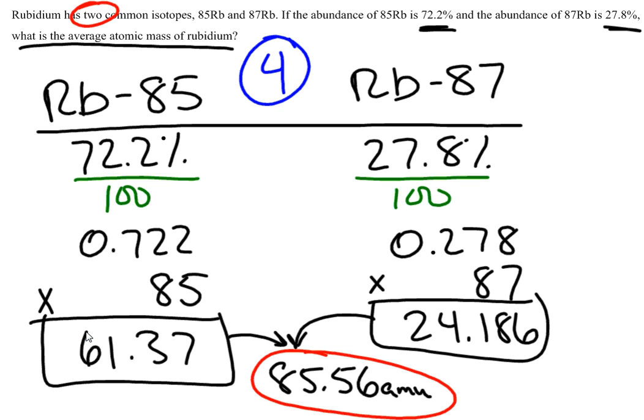And there's another foolproof way of determining if you're doing something wrong. Here's 85, here's 87. If my average is less than 85 or more than 87, something's wrong. You can't have an average, whether it be weighted or unweighted, that is less than the smallest value or greater than the largest value. So both of those cases are a good way to determine if you're making a mistake. Okay? So let's go and take a look at another problem.